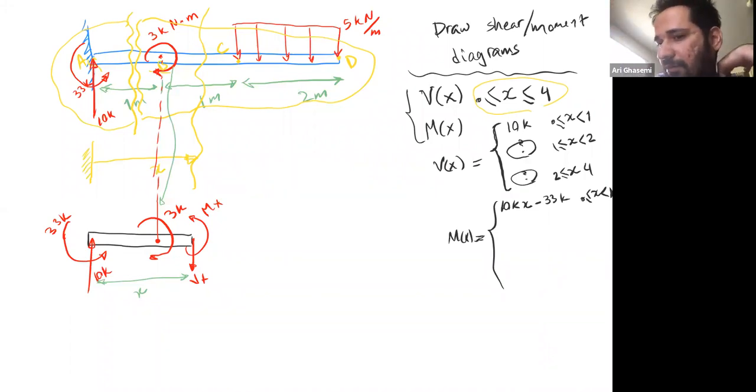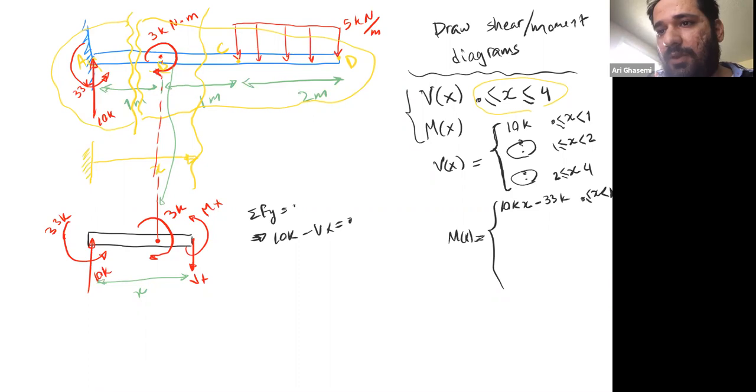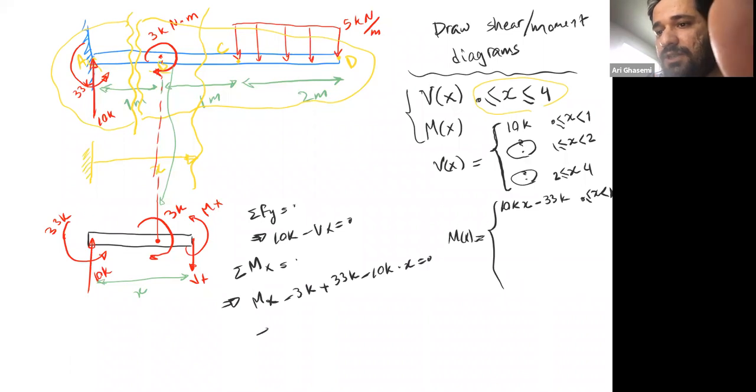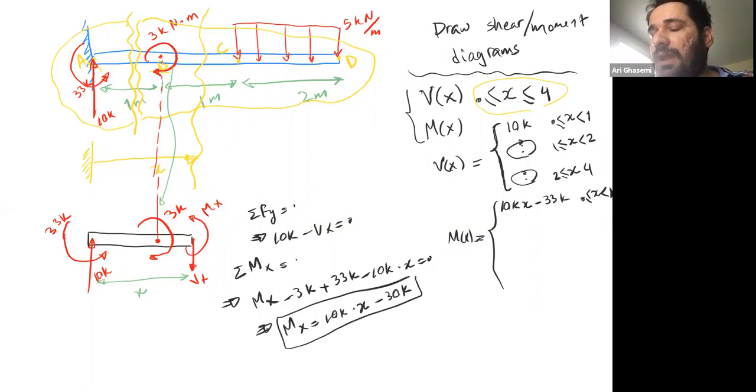Now I'm ready to do my equations. If you do summation of Y, that would give you 10K positive, minus VX, equals zero. So VX is still the same, but what about moment? Moment about any point like X equals zero. You get MX, minus 3K plus 33K, and minus 10K times X, equals zero. So your moment relation becomes basically 10K positive times X, minus 30K. So you have a jump in the moment diagram.